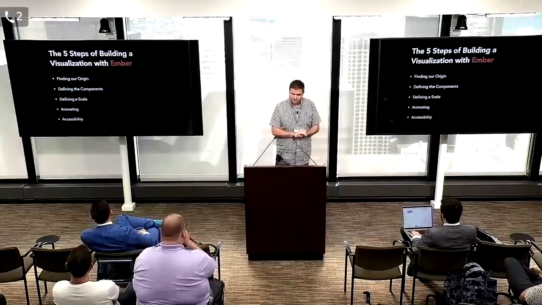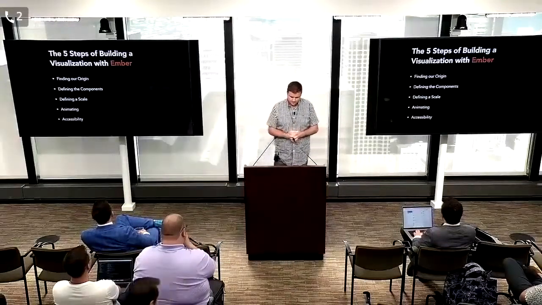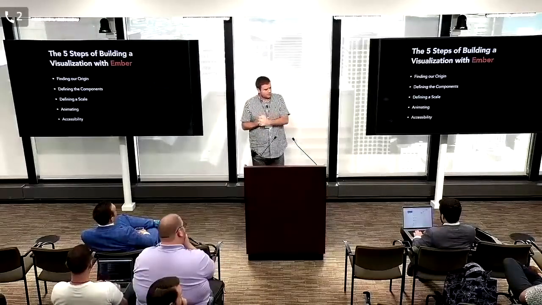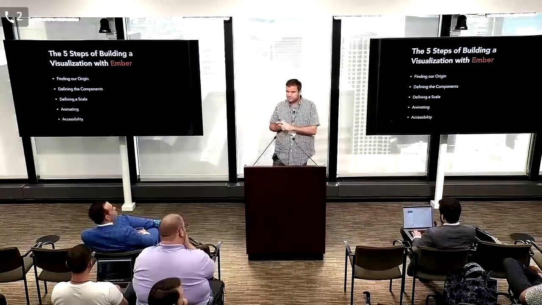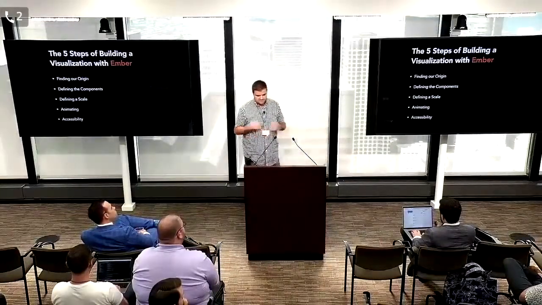So the way I see it, there are 5 steps, and it depends upon what you're actually building. But for this one, let's say there are 5 steps to building a data visualization with Ember. First thing is about finding our origin. And this is going to help us later on to make sure that the coordinate system we're working within is easy to reason about.